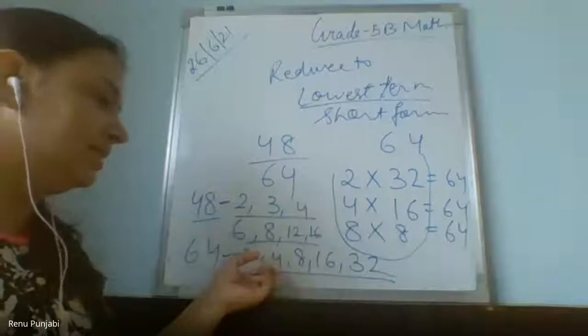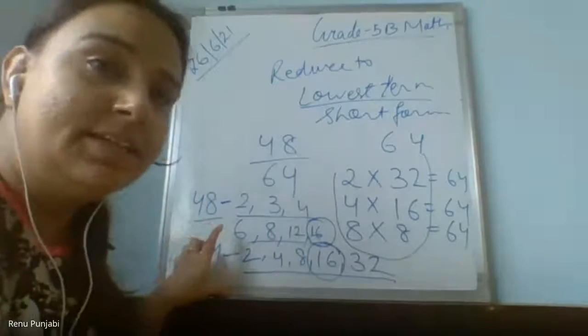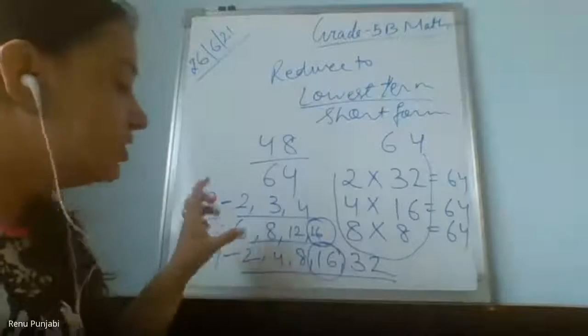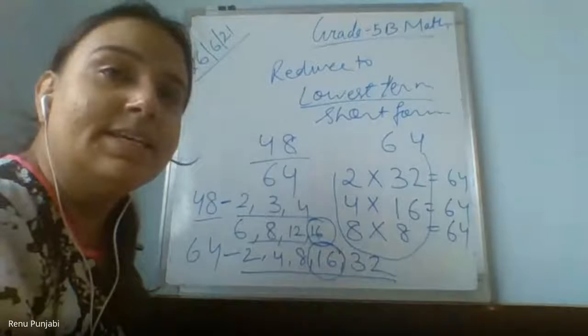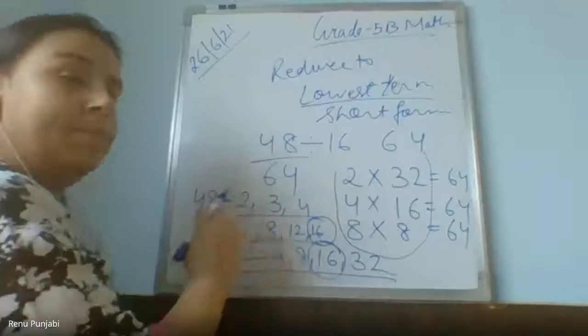Wait a minute. 2 is the smallest, 2 and 8, 4 is the smallest, 8 is smallest, 16. Which is the highest common factor? We have taken out the factors. What are these? Factors. So highest common factor is 16. Now 16 is the highest, which is common in both.